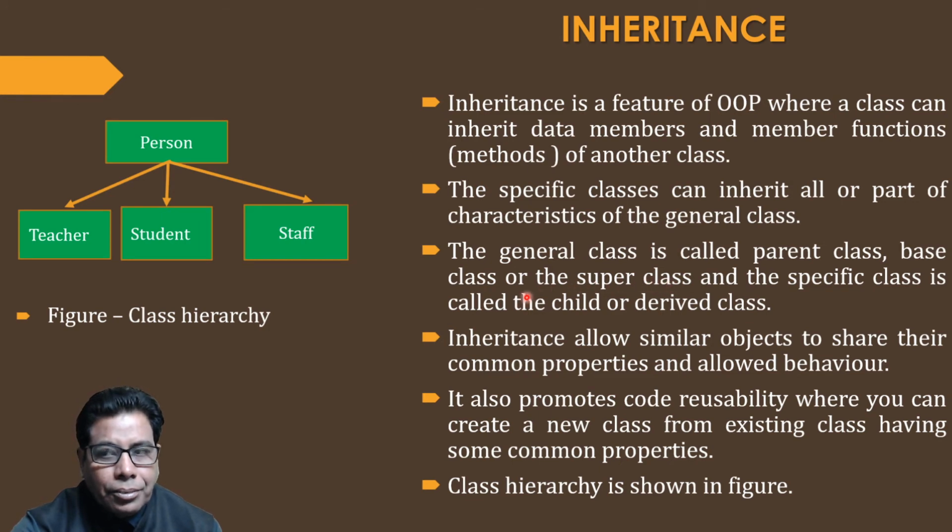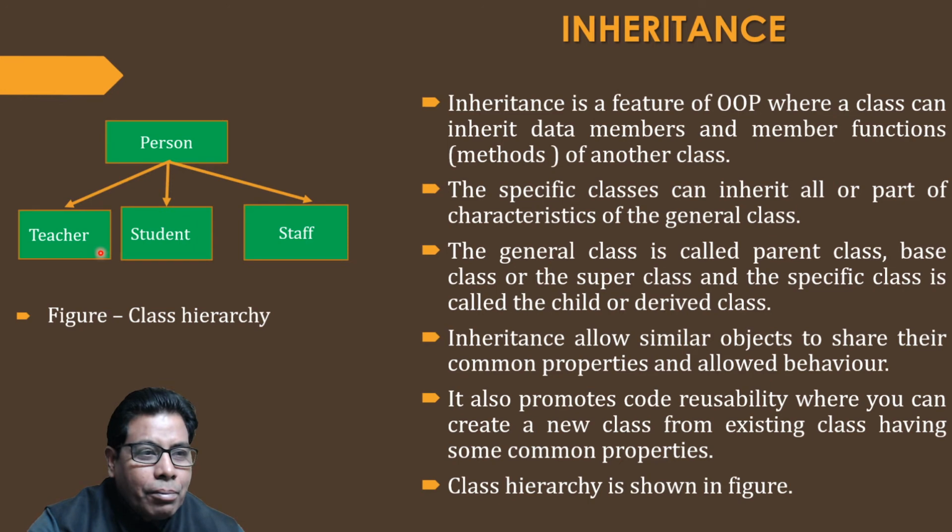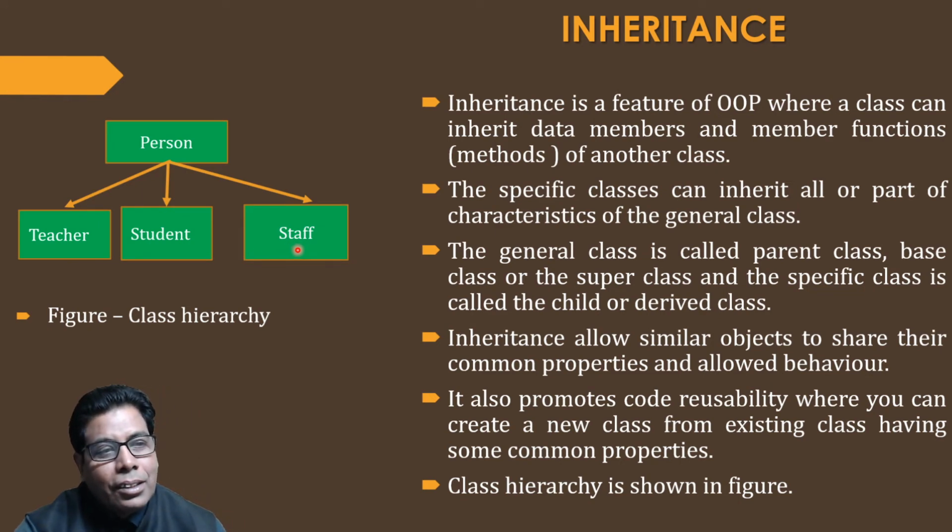As you can see here, we have the class person, and from this class three classes are derived. One is teacher, another is student, and another is staff. So in the colleges we have different persons, so all belong to the class person, but teacher has different characteristics, the students have different characteristics. Similarly, the non-teaching staff, they have different characteristics. But all are human beings, so they are derived from one class, that is person.